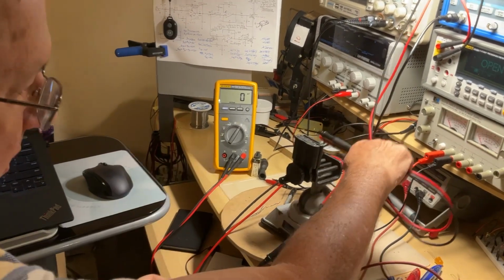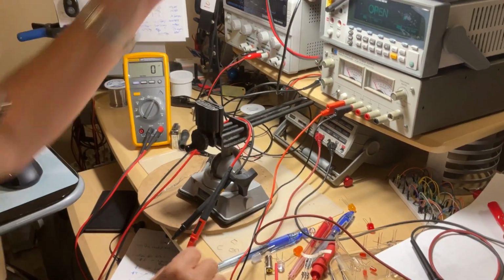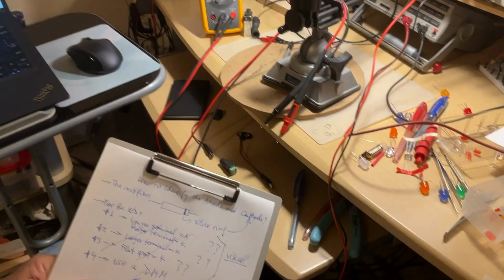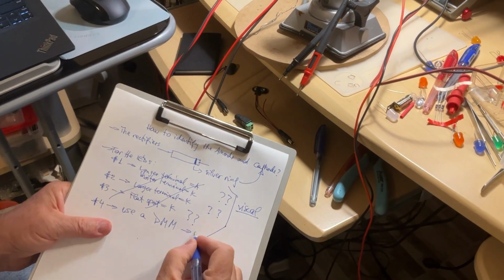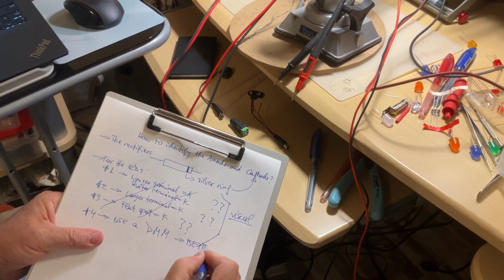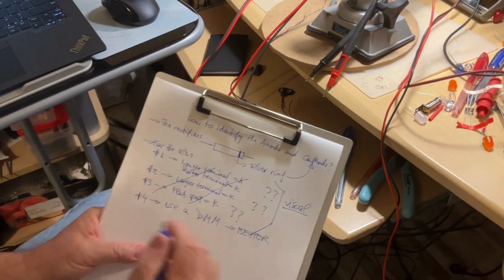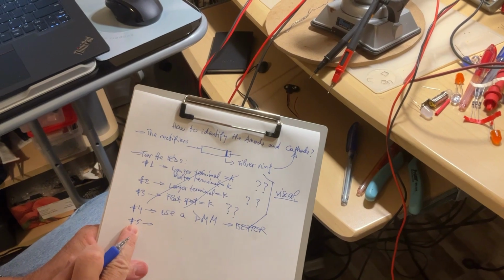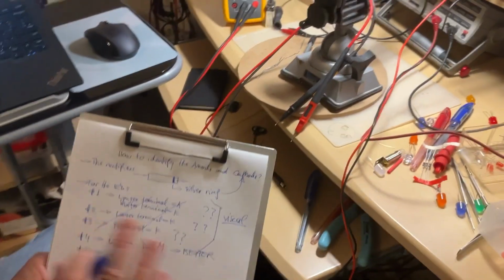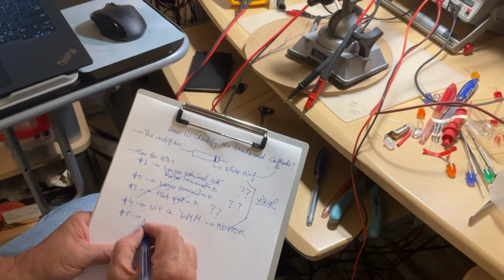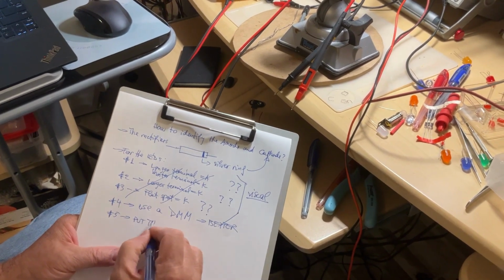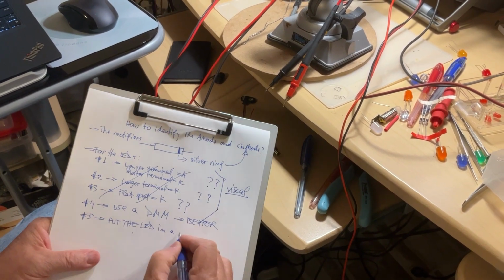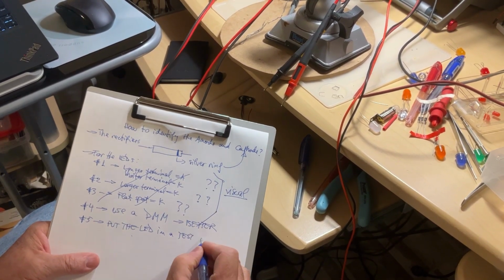Okay? Now, I'm writing here the method anyway, because this is much better anyway. And now I'm going to pass to the number 5. With this one, you cannot fail. With this one, you can identify the diode anytime you want. So, put the diode, the LED, in a test circuit.